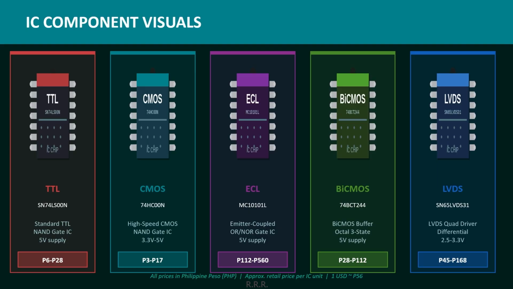And finally, the SN65LVDS31 represents LVDS. This is a quad differential line driver operating at 2.5 to 3.3 volts, priced at 45 to 168 pesos per package. It is excellent for high-speed data transmission lines, such as camera or LiDAR feeds, but is not the right fit as the primary logic family for our device. All prices shown are in Philippine peso at an approximate exchange rate of 56 pesos to $1.